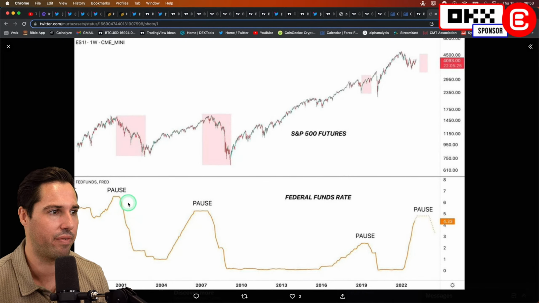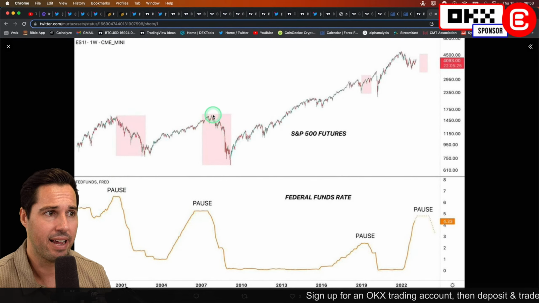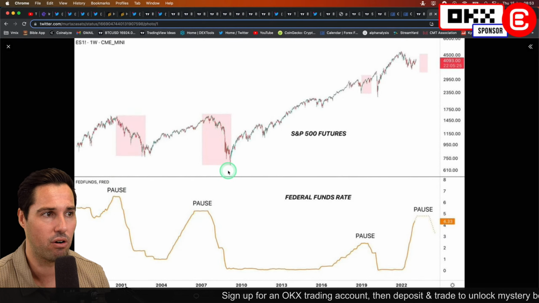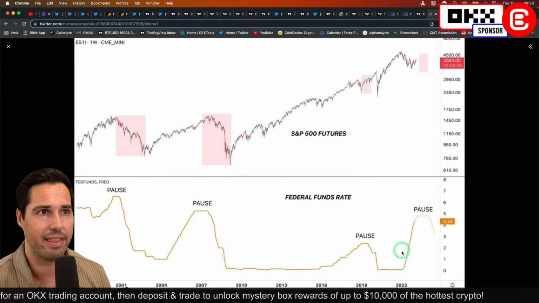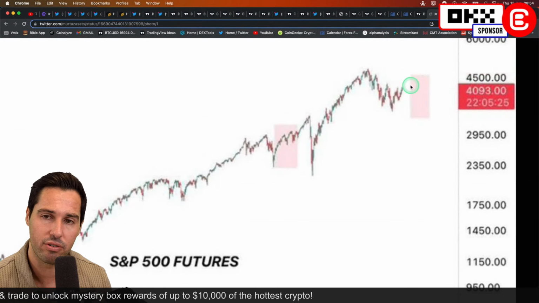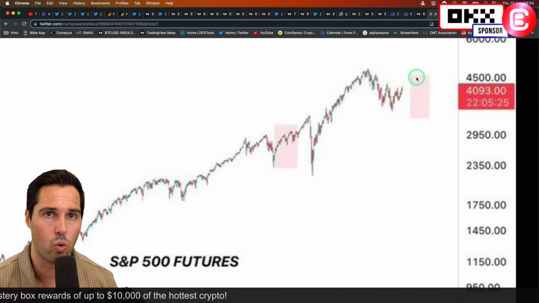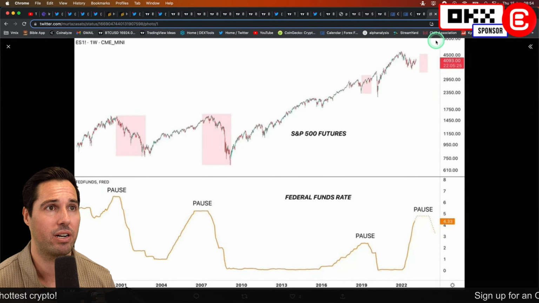But essentially, if you look over here, 2001, pause, and prices came rapidly down on the S&P 500. We paused over here. They continued to rally a little bit into 2008, and then massive sell-off when they started to cut those interest rates. Same thing over here, pause and big sell-off, and then pause over here. And the question is, are we going to get the same thing? We might continue to rally a little bit higher, climbing that wall of worry, and then is there going to be a possibility that things sell off a lot deeper?